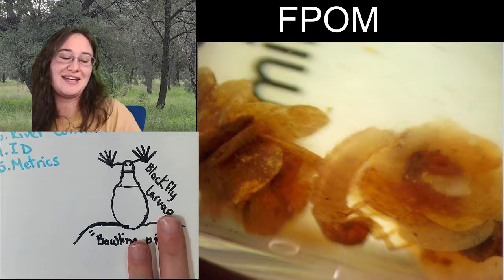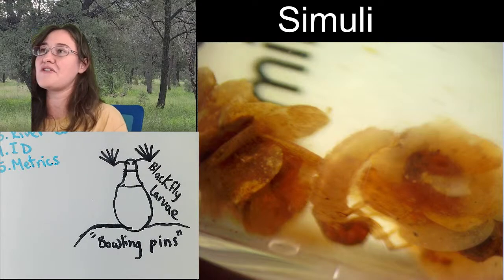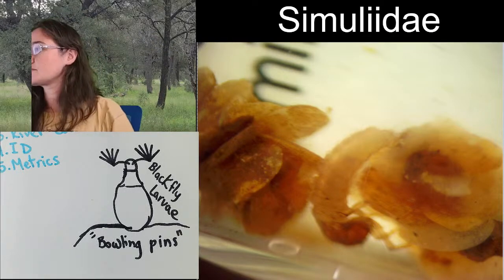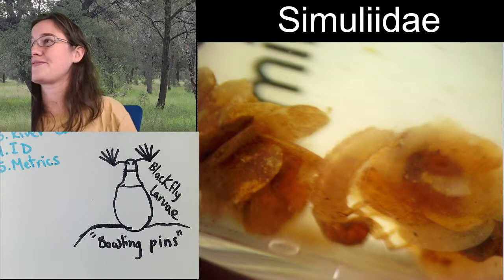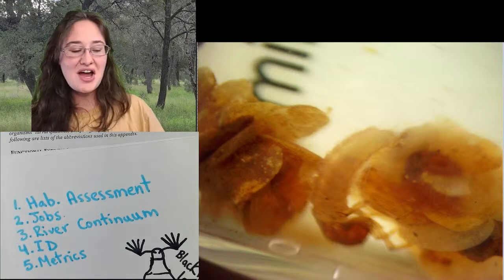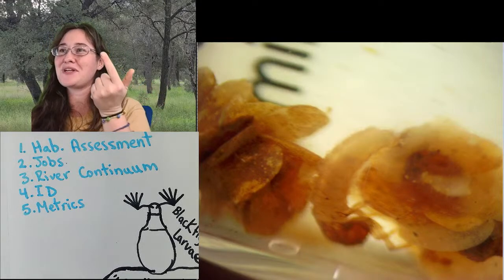I guess I should give you this. The black fly larvae are in the family Simuliidae. Alright, so those are jobs and habitat determination.